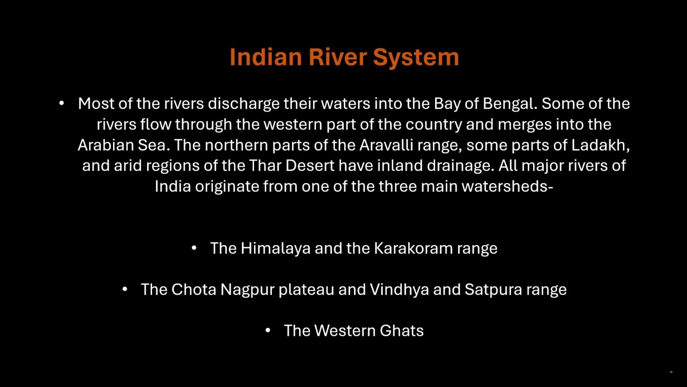The northern parts of the Aravalli range, some parts of Ladakh, and arid regions of the Thar Desert have inland drainage. All major rivers of India originate from one of the three main watersheds: the Himalaya and the Karakoram range, the Chota Nagpur Plateau and Vindhya and Satpura range, and the Western Ghats.